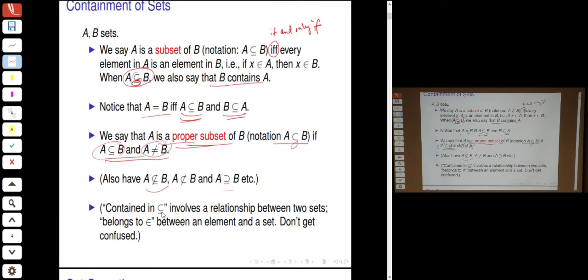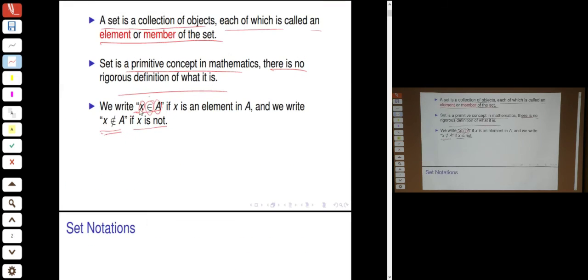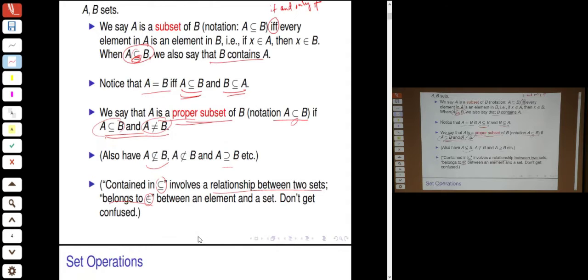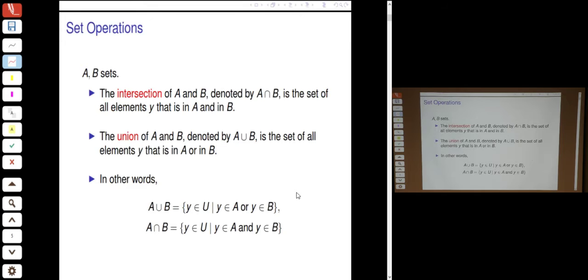Notice that "contained in" involves a relationship between two sets. One set is smaller than the other. "Belongs to", that is the epsilon symbol in the previous slide, denotes a relationship between an element and a set. So these two are not the same. Now, let us look at some basic set operations.